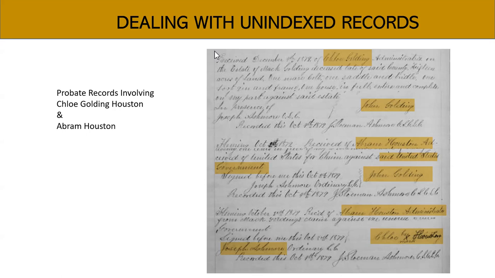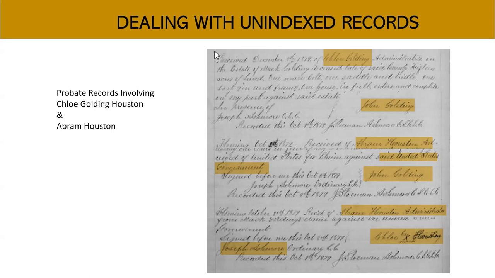Chloe Golding had been the administrator on Mac Golding's estate until she married Houston, when he took over that duty. And in fact, you can see in the signature for her that the clerk has erased Golding and substituted Houston. The probate judge, the ordinary, who signed the document, Joseph Ashmore, was actually my second great grandfather. And the superior court clerk who recorded it was his eldest son.